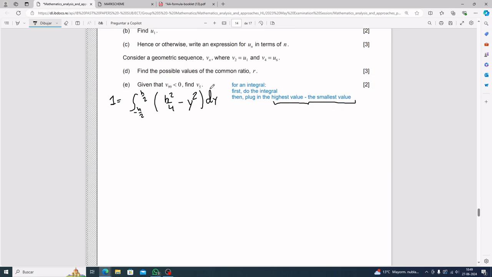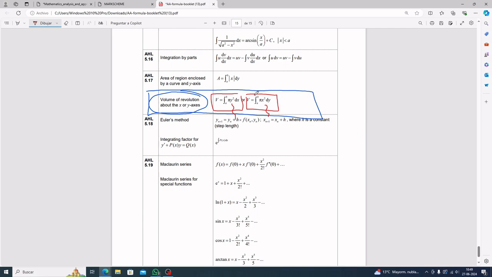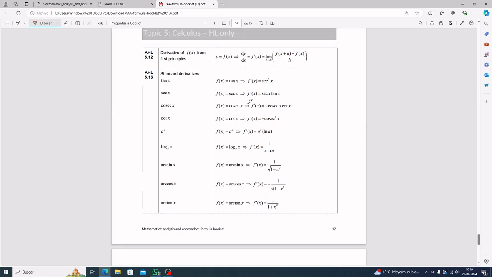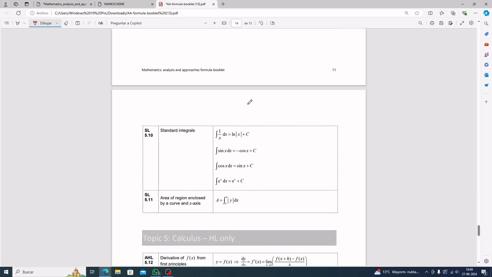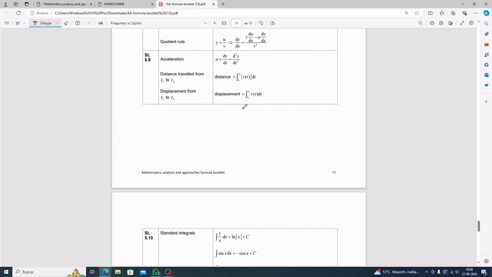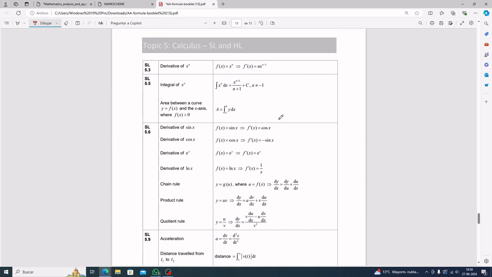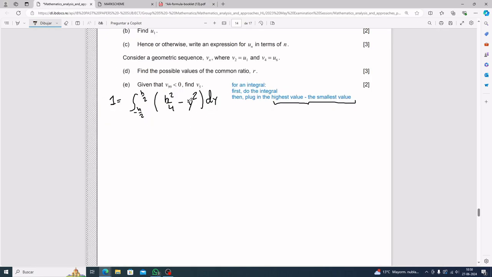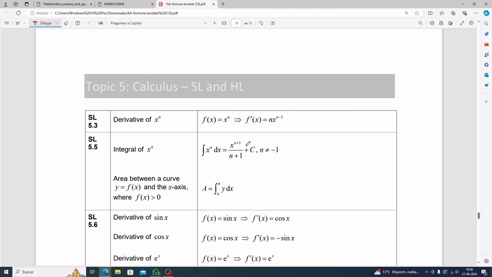Now you can go to your formula booklet, and it should be here: standard derivatives, standard integrals. All right, there it is. So the classic integral, which is the one we're going to go through here. You don't have a logarithm in here, you don't have an e going around, you don't have anything wacky happening. So all you're really facing is the integral of an exponent.